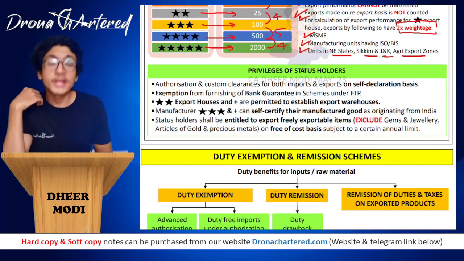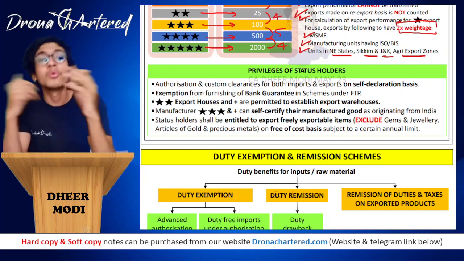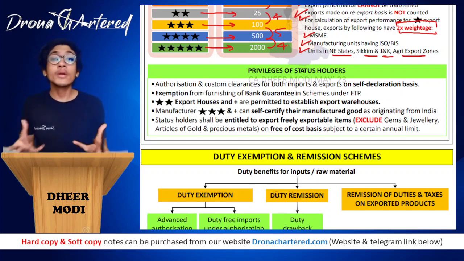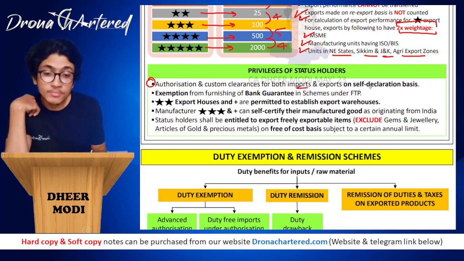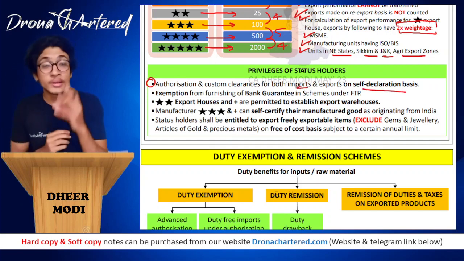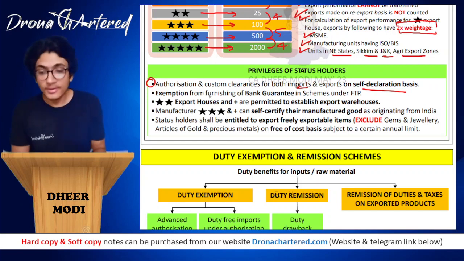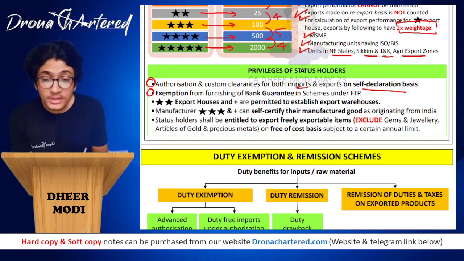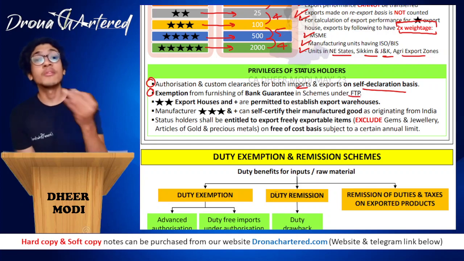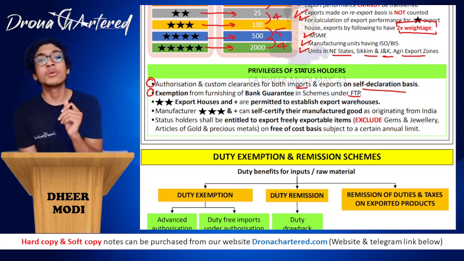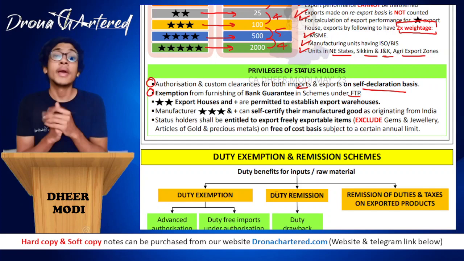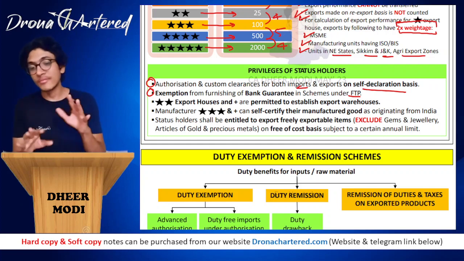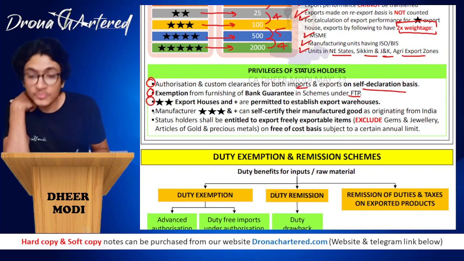Next is privileges of status holder. You will tell me, sir, you told me what a status holder is, but what is the benefit? What do I do with these stars? What are the privileges? First, authorization and customs clearance for both imports and exports on self-declaration basis. Your authorization will be given on self-declaration because they trust you. Next, exemption from furnishing of bank guarantee in schemes under FTP. Wherever bank guarantees are required for normal people, these people will not be required to furnish them because they are respected people. They have a certain export amount, so the government trusts them.